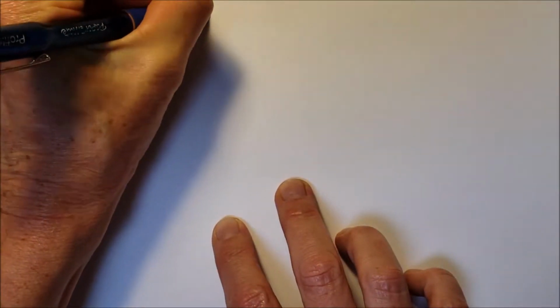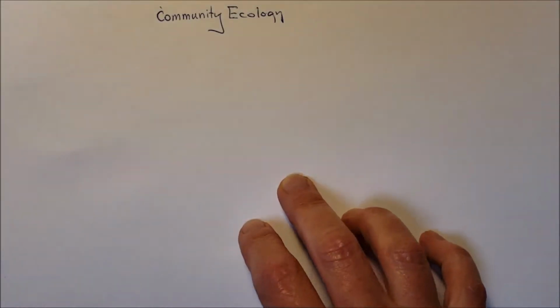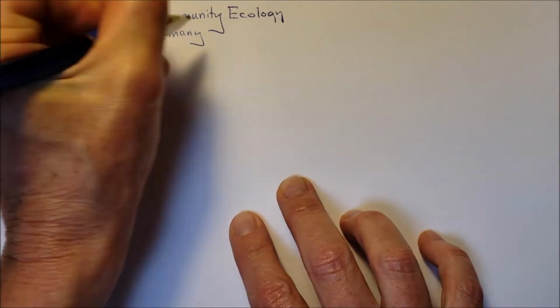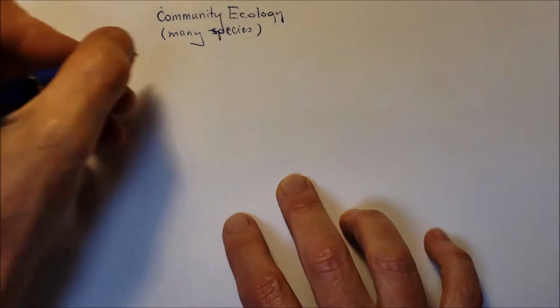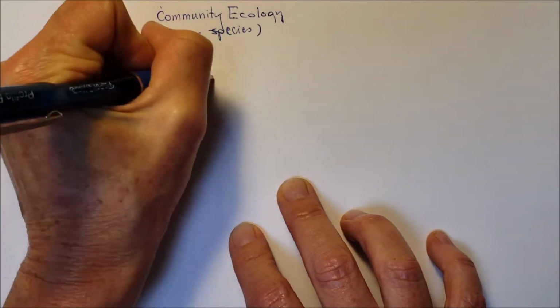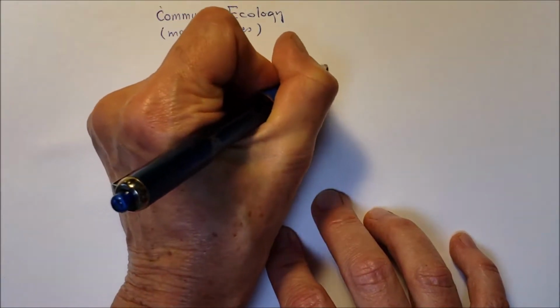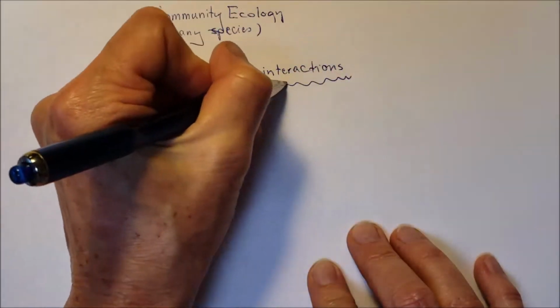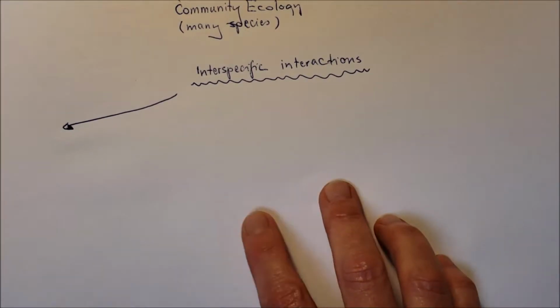Community ecology deals with how the many species that live together in a restricted area deal with each other. So the interspecific interactions can be 4 different interactions. Interspecific means not within a species but between the different species.